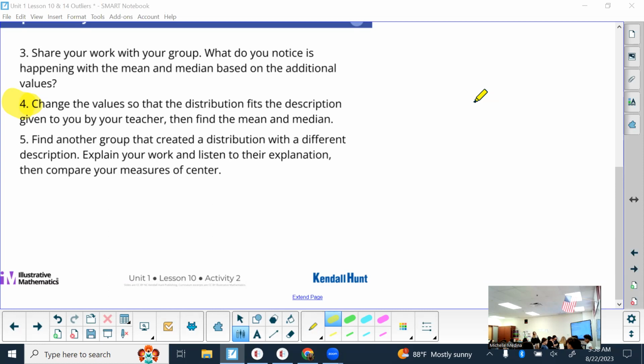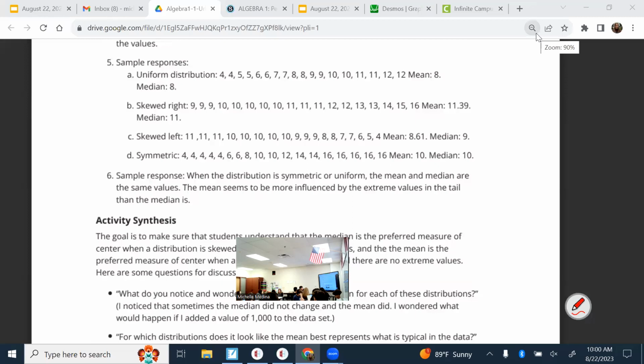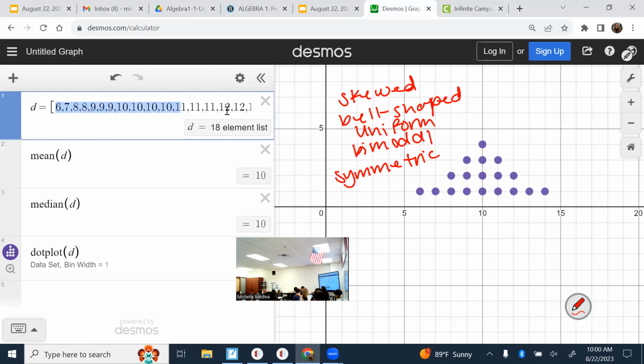What does your distribution look like? Is it truly what you were assigned, or did they make a mistake? You can get up, show each other, be prepared to talk about it. Of course, there's millions of ways you could have changed your data and it still be right. Here's an example of what it would look like as uniform. I'll show you on Desmos. I'll replace my data with this.